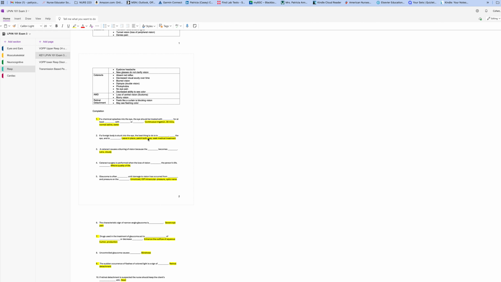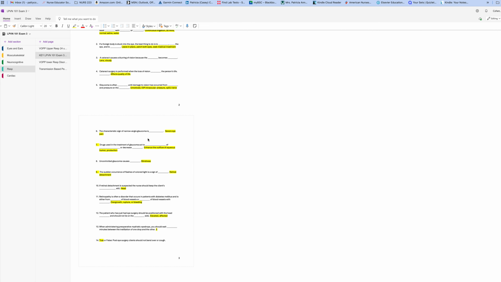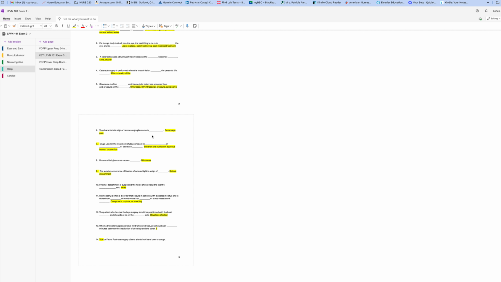Cataracts cause blurring of the vision because the lens becomes cloudy. Cataract surgery is performed when loss of vision affects the quality of life. Glaucoma is often unnoticed until damage of vision has occurred from increased intraocular pressure, and it puts pressure on the optic nerve. Make sure you know what the tonometry reading should be and when it's high. The characteristic sign of narrow angle glaucoma is severe eye pain. So that's also closed angle.